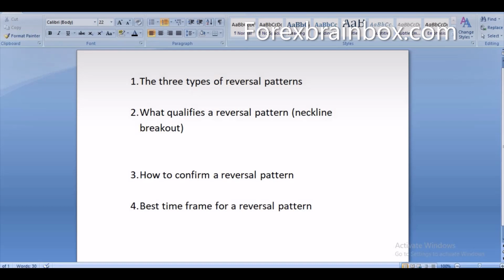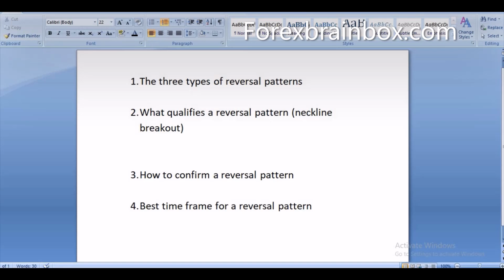So let's just go over the things we'll talk about. Number one, we will talk about the three types of reversal patterns. There are basically three types of reversal patterns, so you don't stress yourself out looking for too many structures. You just need these structures to confirm that it's a reversal pattern.